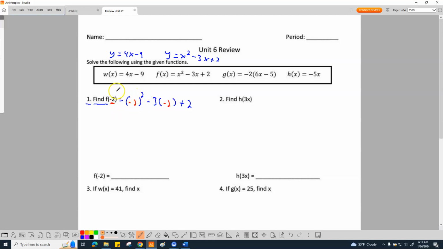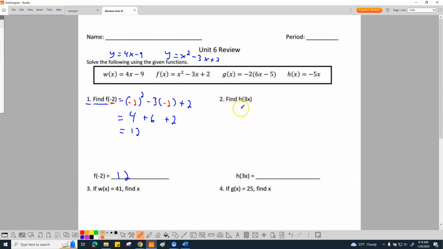-2 squared. That means -2 times -2, so that is 4. -3 times -2 is +6, and then we're going to bring down this 2. All I'm doing is solving this together. 4 plus 6 is 10, plus 2 is 12. So it turns out that my f of -2 is 12. Pretty straightforward. I'm going to go ahead and solve number 2.